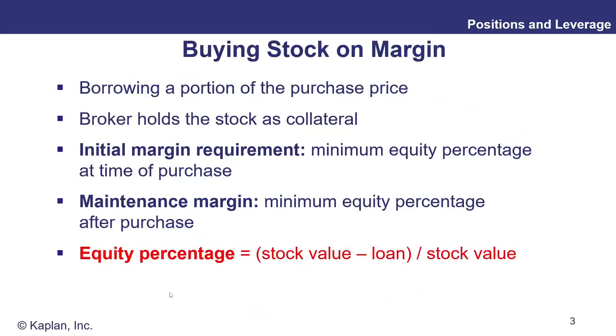Okay, now a way of leveraging your position is buying stock on margin. So as we mentioned a few moments ago, this is where we don't pay for the entire purchase price ourselves. Instead, we will borrow a portion of that purchase price. The stock will be held as collateral, so we'll buy the stock and then we'll have to deposit that stock as collateral in case we don't repay the loan. Now the initial margin requirement here, this is the minimum amount of our own money we have to put in, so our minimum equity stake at the time of purchase.